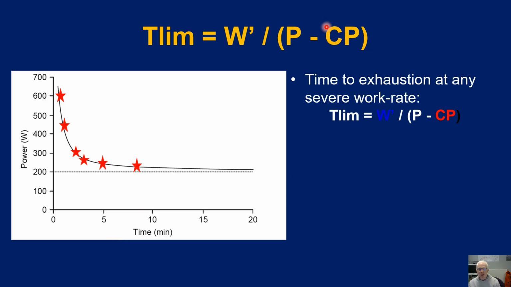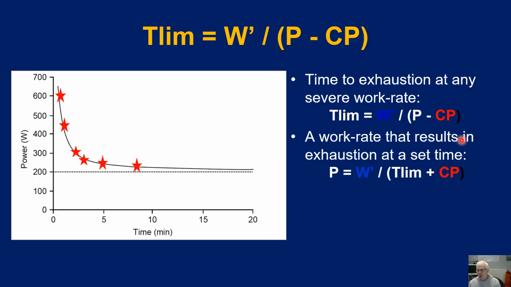Once you know critical power and you know W prime, you can work out the time to exhaustion at any severe work rate. So that's T lim equals the W prime divided by the power minus the critical power. I can then work out exhaustion at a set time. So the power equals the W prime divided by the T lim plus the critical power.